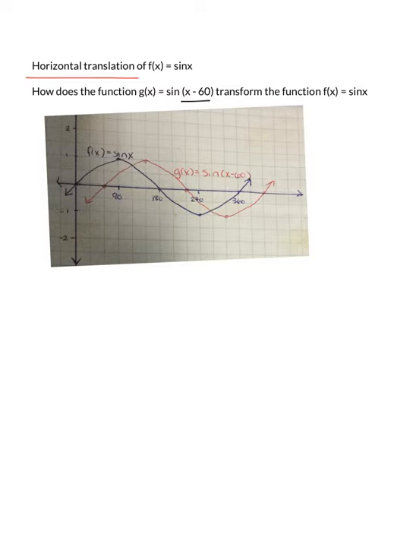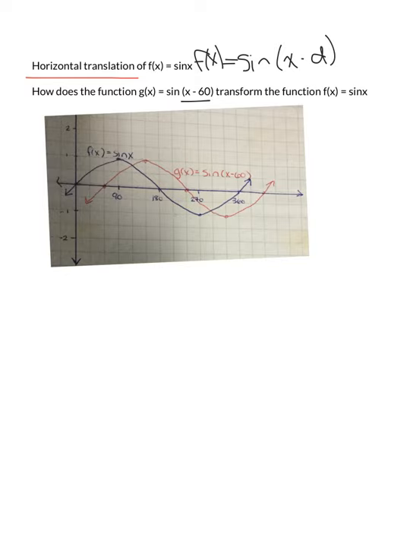Notice the minus 60 is in the bracket with the x. This is the main difference between our d and c value. So our c value is a vertical shift and our d value is a horizontal shift. So I'm going to represent this by x minus d. Now, this one is a little bit strange.